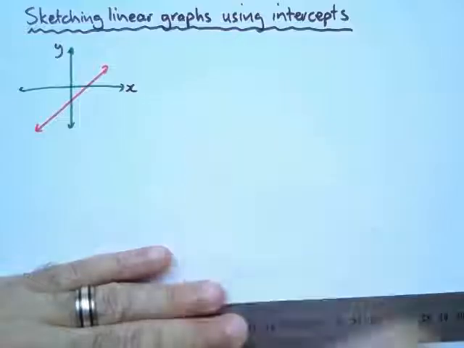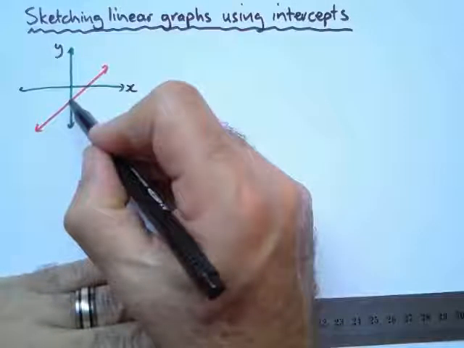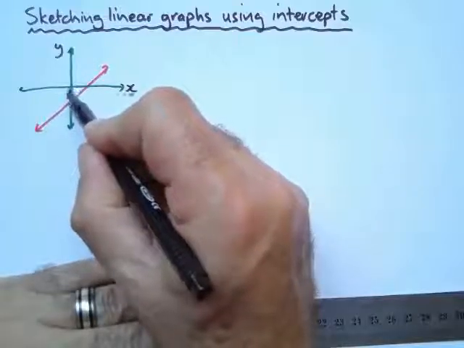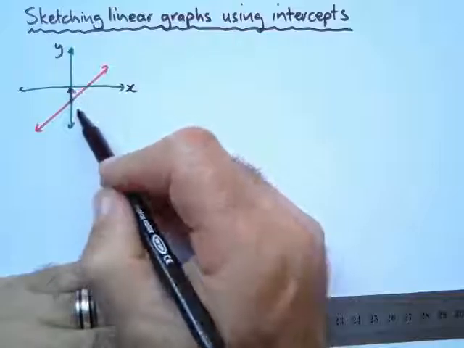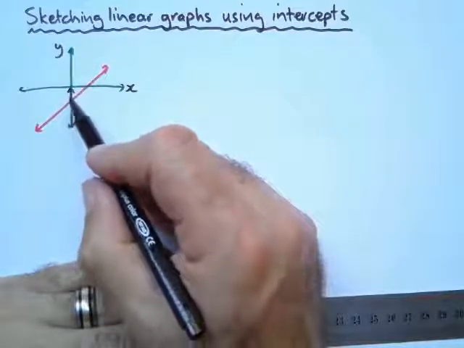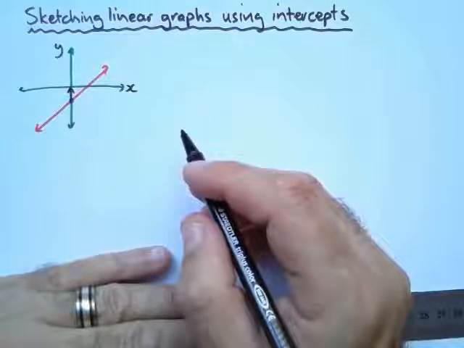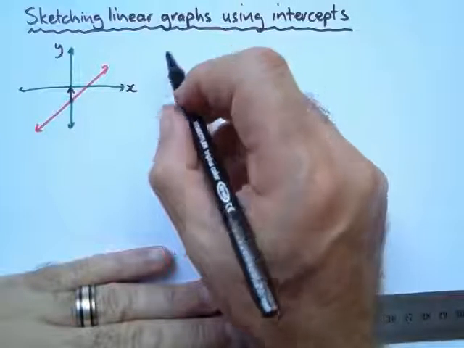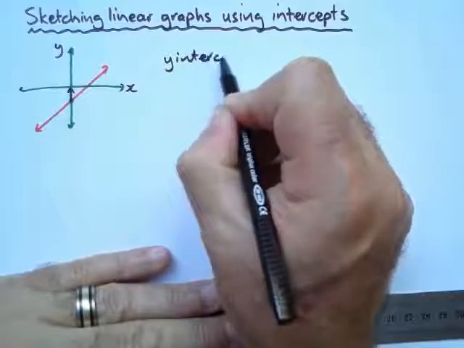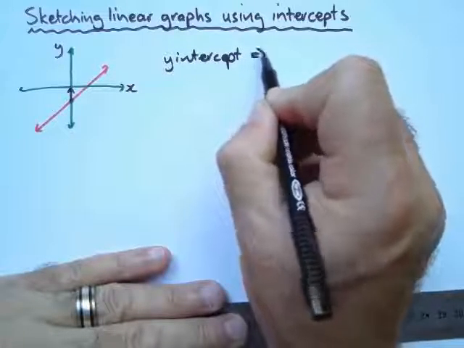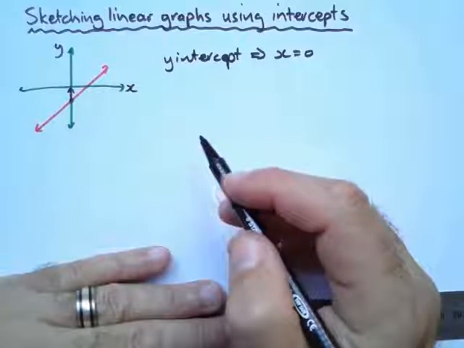Now the intercepts, you always have to remember the following. My y-intercept, that point, is always where x equals 0. So this point is where x is 0. So my y-intercept, where the line crosses the y-axis, is where x is 0. So to find my y-intercept, I'm always going to say the y-intercept is where x equals 0, and we're going to substitute 0 into our equation.